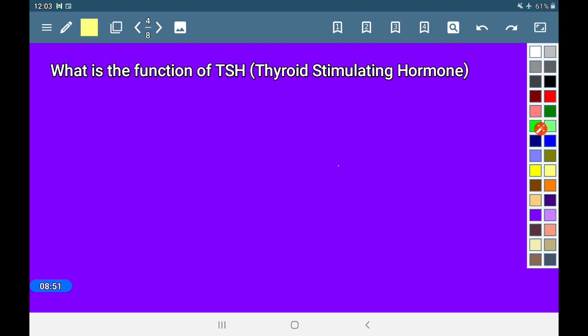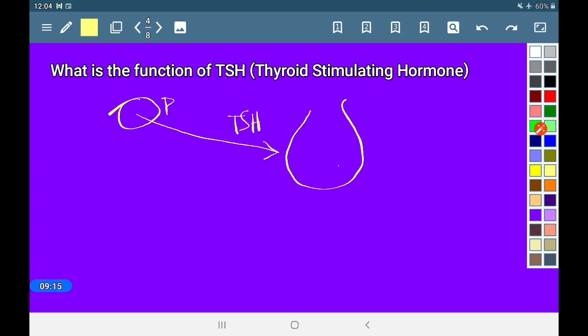Next question, Asmita Mahata asked, what is the function of TSH, thyroid stimulating hormone? Thyroid stimulating hormone, you know that it is secreted from the pituitary gland. The pituitary gland secretes the TSH, and it acts upon the thyroid gland. This TSH plays a very important role. It is also known as thyrotropin.